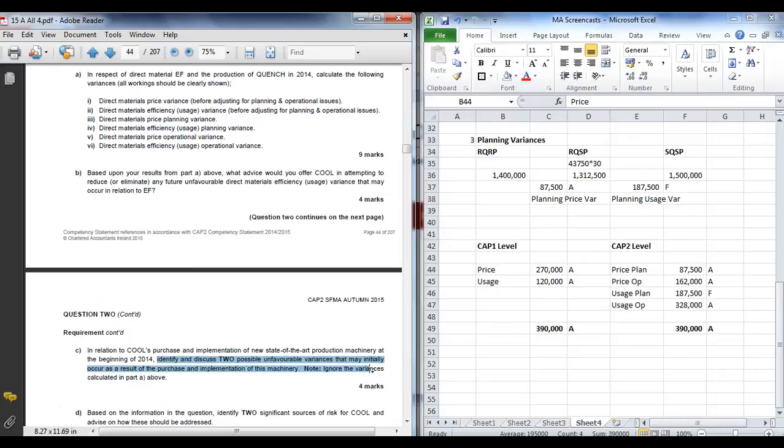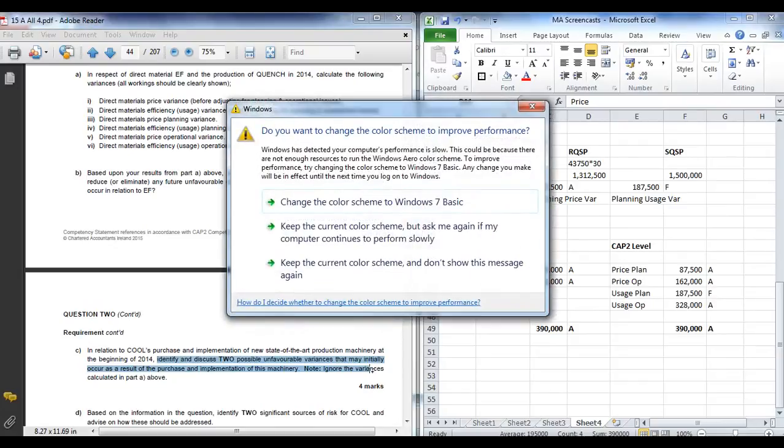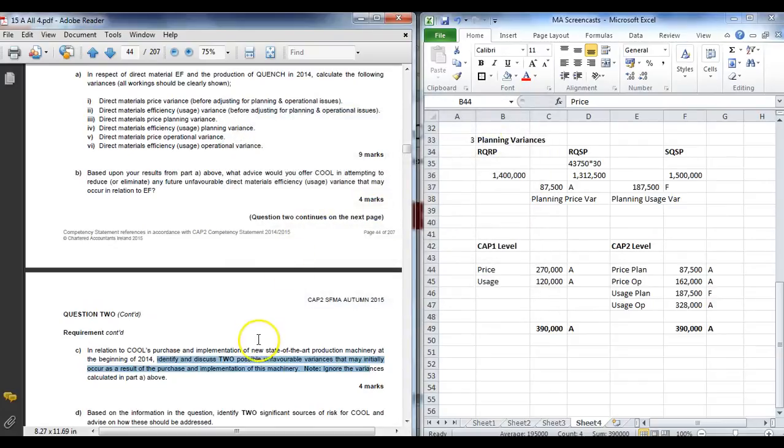Well, one obvious one will be direct labour. So direct labour efficiency, because if you take on a new machine, people may be getting used to looking at the machine, used to operating it, so they may be slower than expected until they become more familiar with it. And of course that's a concept in management accounting called the learning curve. But the key point here is identify and discuss means you identify it and you also discuss why it may lead to an unfavorable variance. All right? So that's the first part.